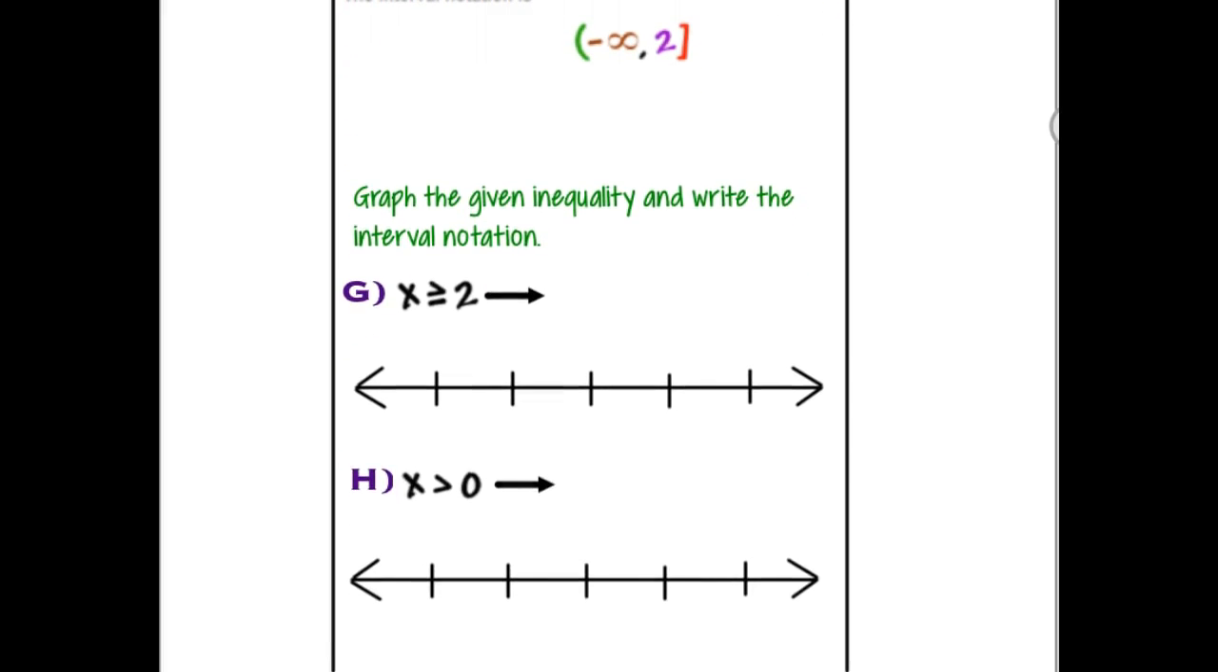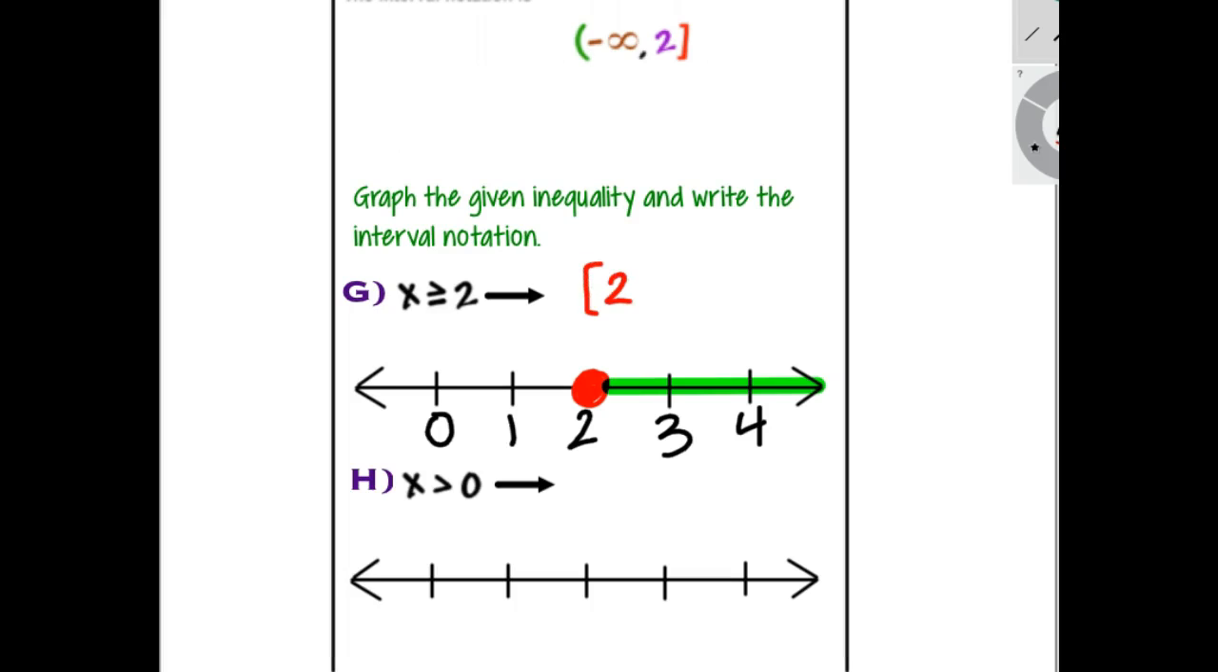So let's try this now. We've got x greater than or equal to 2. So we put our 2 here. We've got a closed circle at 2. And we're going to shade to the right because it's greater. And so when we write our interval notation, we're starting at 2. We include 2 because it's a closed circle. And we're going forever to the right, so it's to infinity with an open bracket.